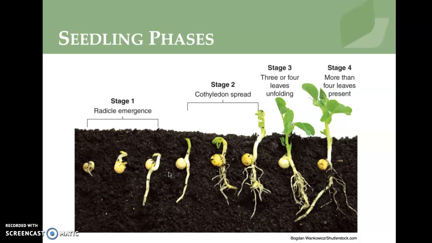These are the phases of a seedling. So they're showing you this is radical emergence here. Cotyledon. Cotyledon is a fancy word for that first leaf that comes up. And then stage 3 or 4, it kind of depends on the plant, but it's going to start growing its true leaves after that.